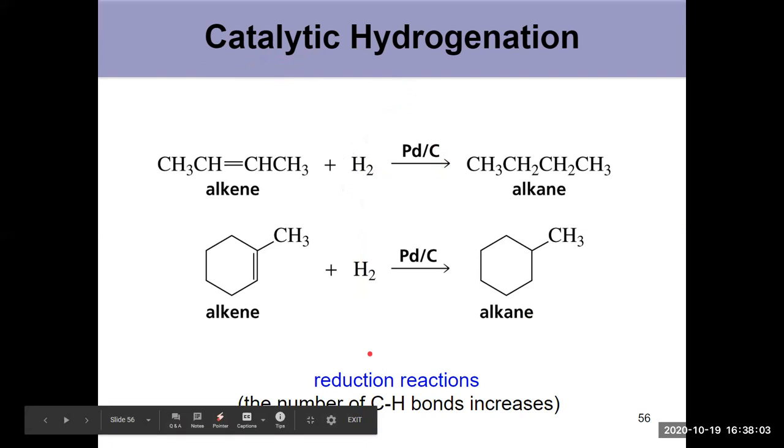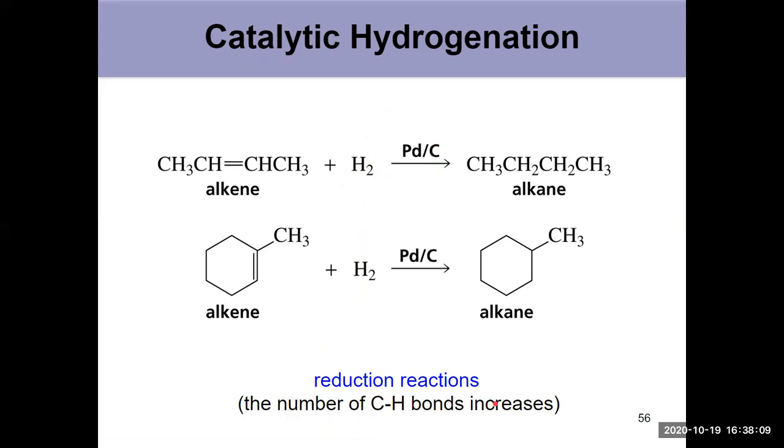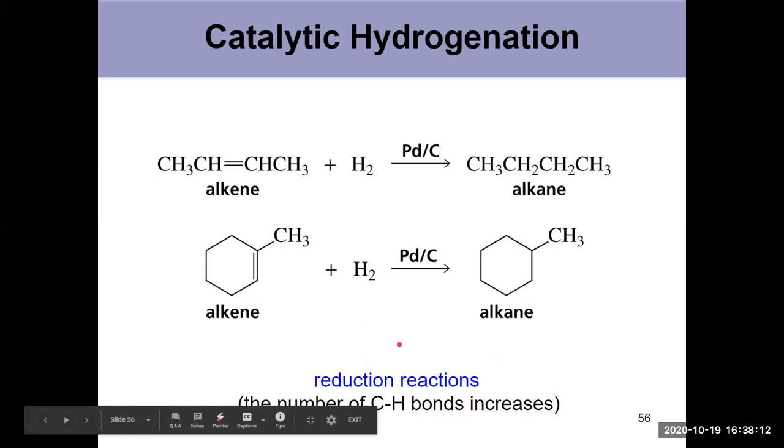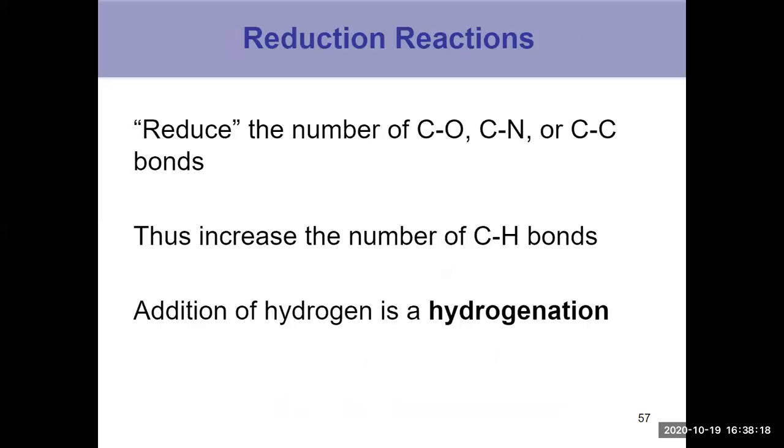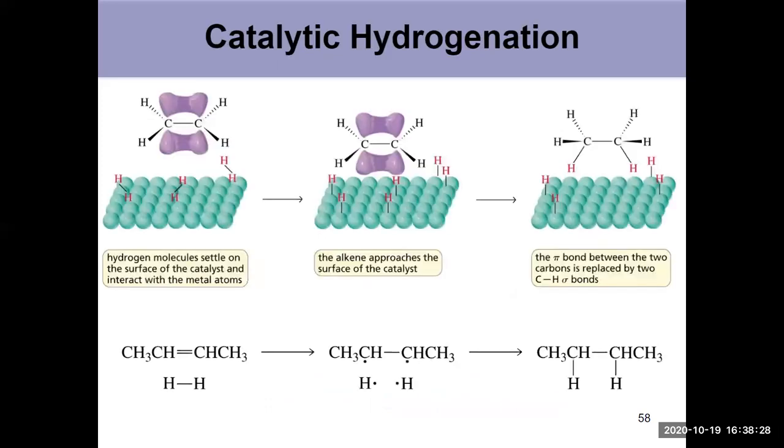Because it reduces the oxidation number of carbon, or the number of carbon-hydrogen bonds increases in a reduction reaction. You're reducing the number of CC, CO, or CF bonds, which is shown right here on this slide. So therefore, that happens when you're increasing the number of CH bonds. It's a hydrogenation reaction. If you're a visual learner, this is what that would look like.